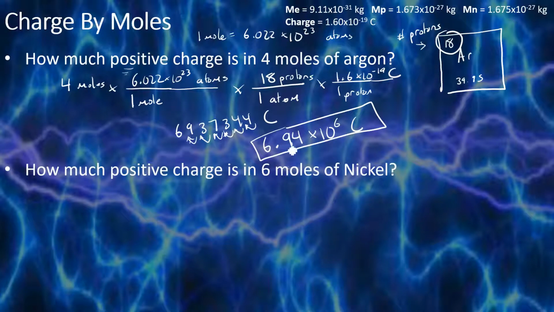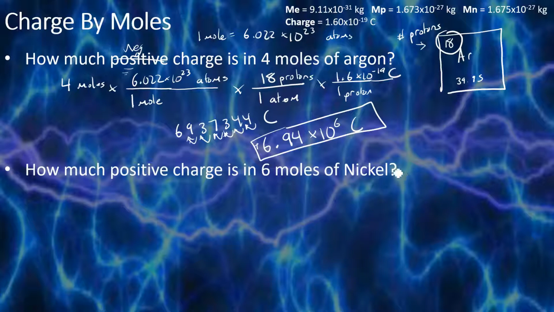So we could assume that there's an equal amount of negative charge such that they cancel each other out. So this is our positive charge. You would do it the same way. If it said negative charge, it's going to be the same process, assuming that you have the same number of electrons as protons, but that's not necessarily always the case. So you would have to look carefully at your periodic table to know. You could have an ion where you have either extra electrons or insufficient electrons to balance it out. So it just depends. How much positive charge is in 6 moles of nickel?